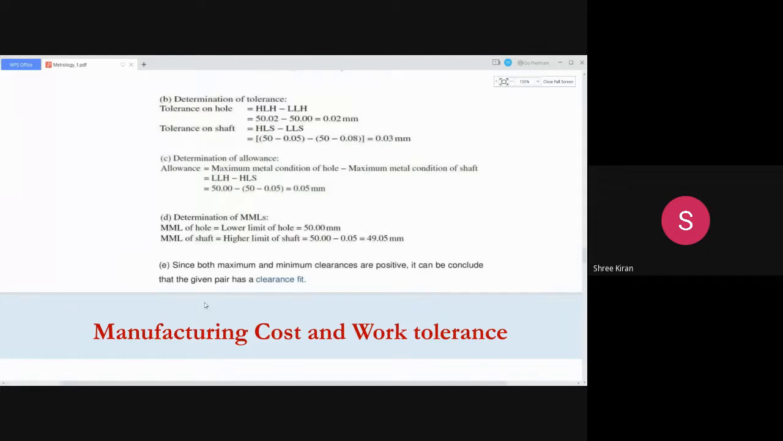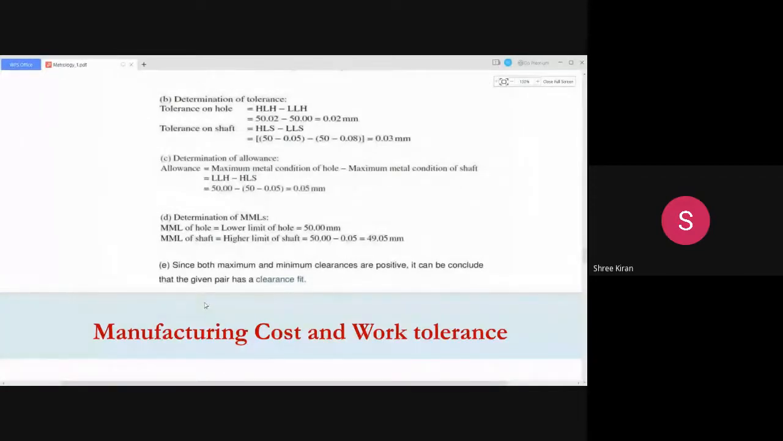Sarun, did you hear my question? Yes, sir. Could you just tell me the various types of fits available? Clearance fit, interference fit, and transition fit. These are the three types of fits.